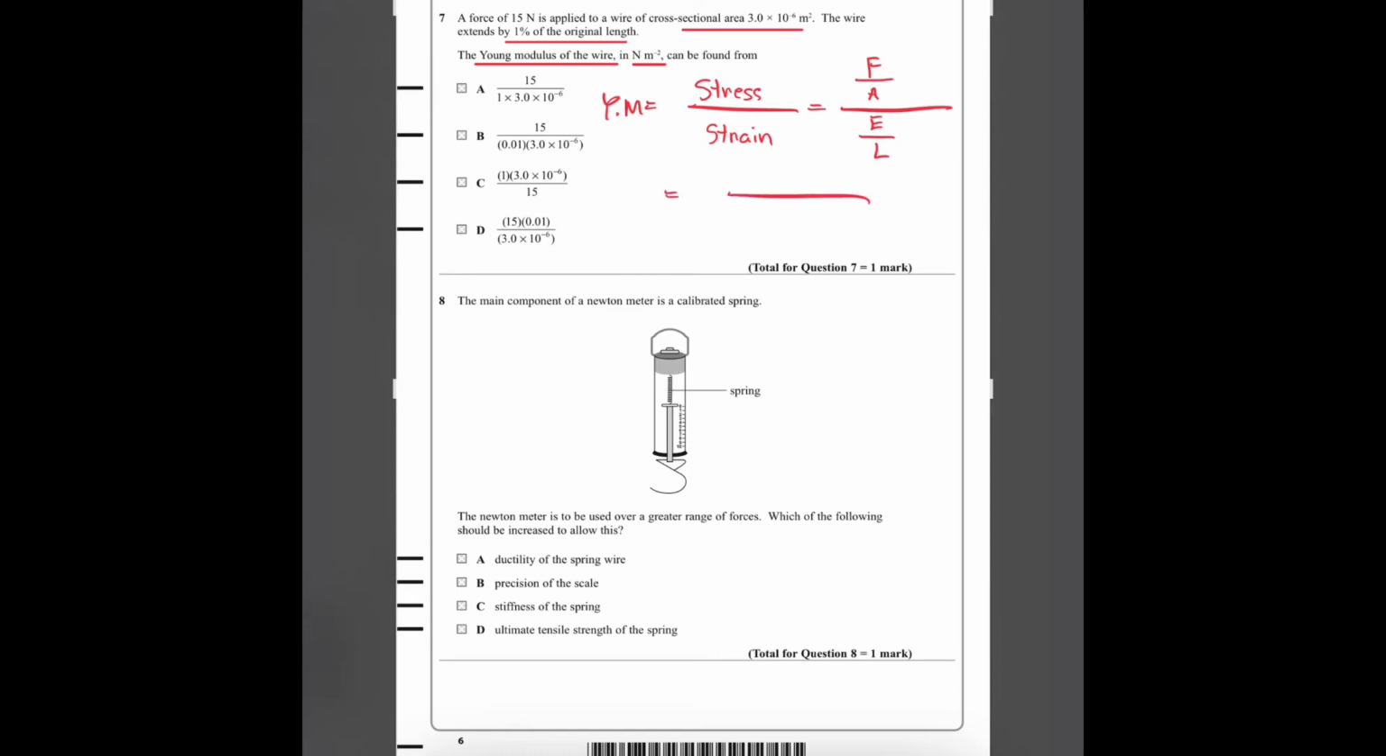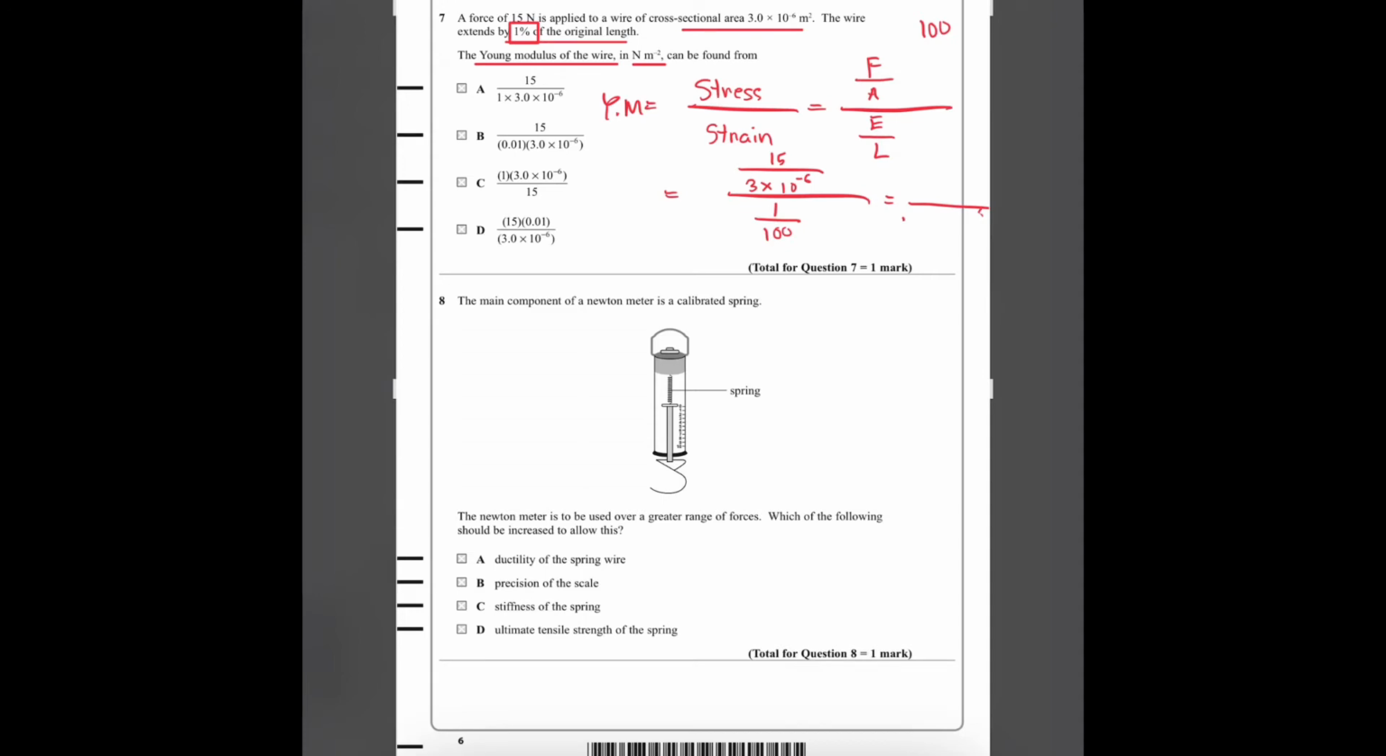So what is the force? Force is 15, and the cross-sectional area is 3 into 10 to the power minus 6. And what is the extension? Extension is 1 out of 100, right? So if the original length is 100, the extension is 1. So extension is 1 and the original length is 100.